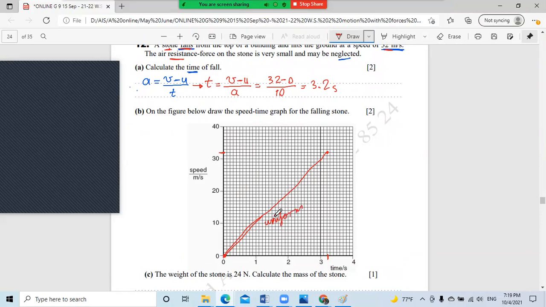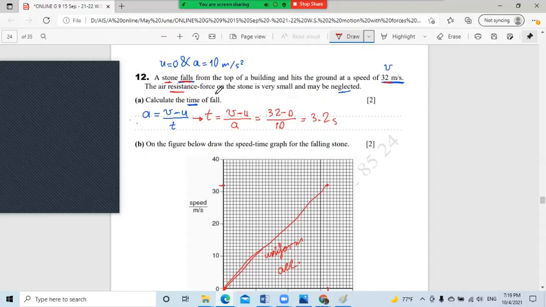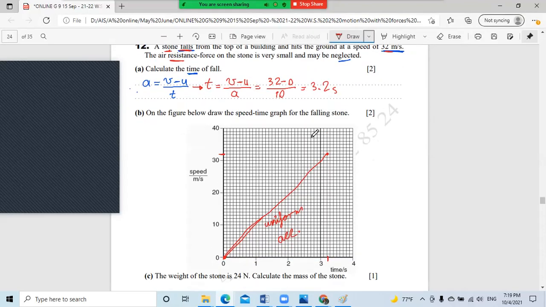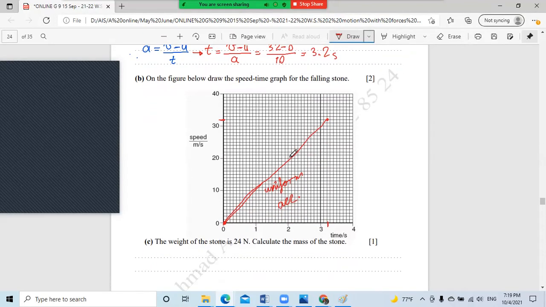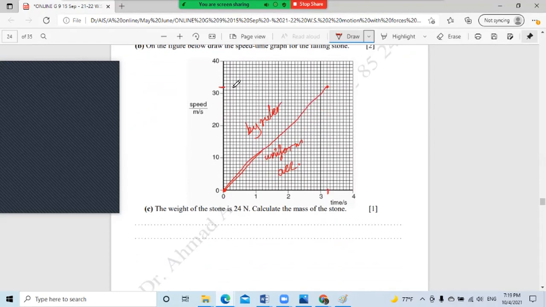Uniform acceleration. How much is the acceleration? It's 10 meters per second squared. So this is a straight line by ruler, please. Draw it by ruler, and by pencil if you have. If you don't have a pen, you can draw it with a pencil, okay? So it will be 32 after 3.2 seconds. That's the speed, and it will start from 0, and I draw a straight line.